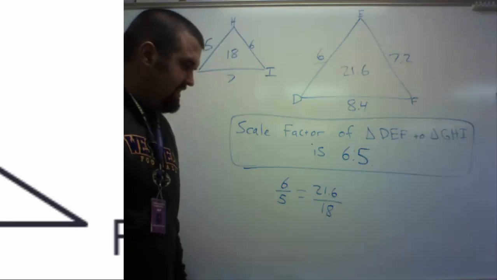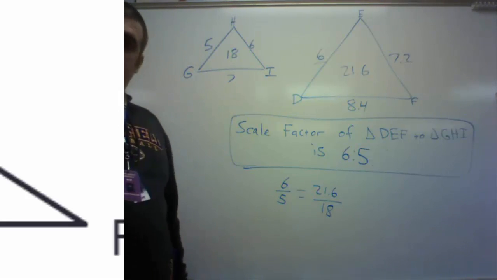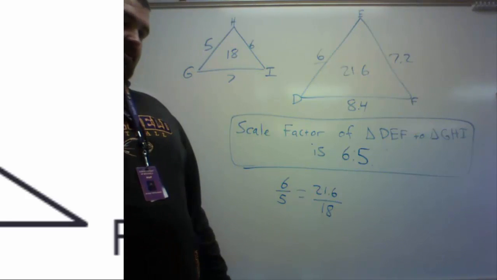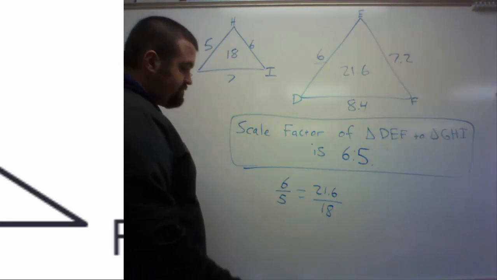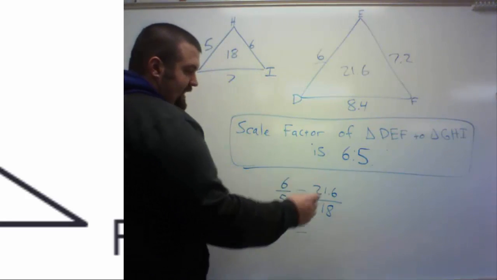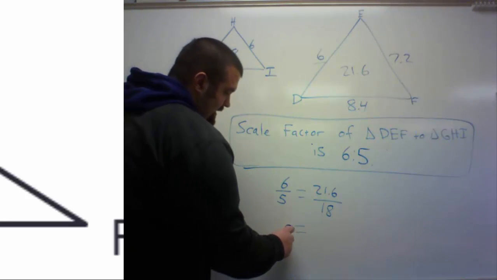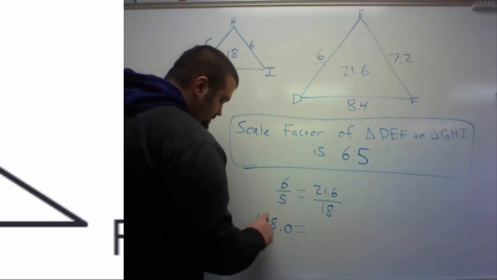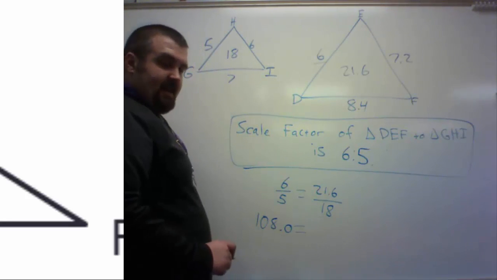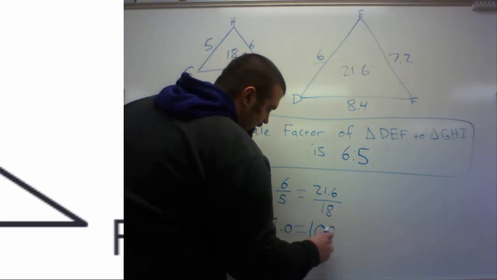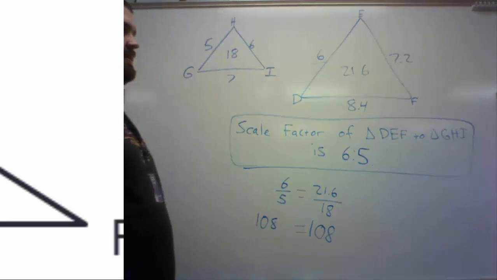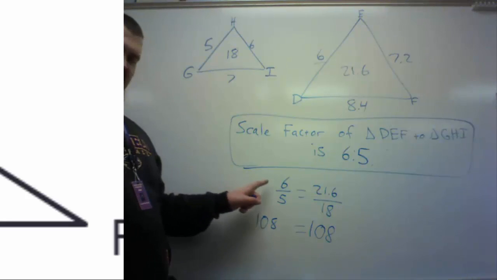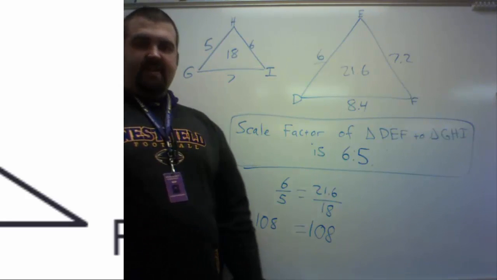Well, how can I verify this? Cross multiply. If I cross multiply here, I should get something that's true. If I get something that's wrong, I did something wrong. 5 times 21.6 is 108. 6 times 18 also ends up being 108. I get 108 to equal 108. The ratio of their perimeters, 21.6 to 18, is the same as the scale factor of these two polygons.